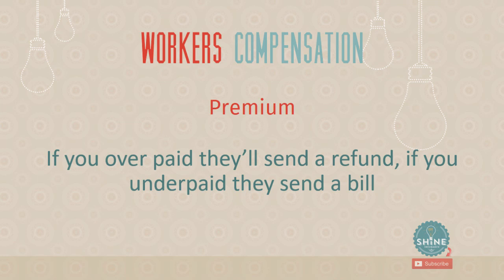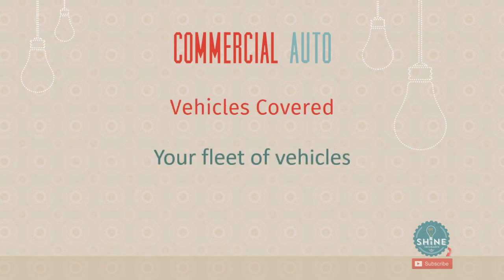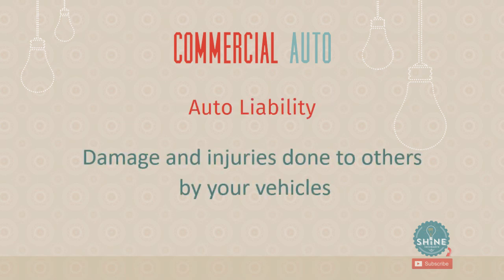I have another video out there that describes that even more, but I just wanted to lay it out a little bit here. All right. Last part is commercial auto. Pretty straightforward. This is coverage for vehicles owned by your business. It could be 1 vehicle, it could be 100 vehicles, it could be a car, it could be trucks, it could be all different kinds of vehicles, but obviously we're going to cover just the fleet of vehicles that your business actually owns. There are 2 parts of this.